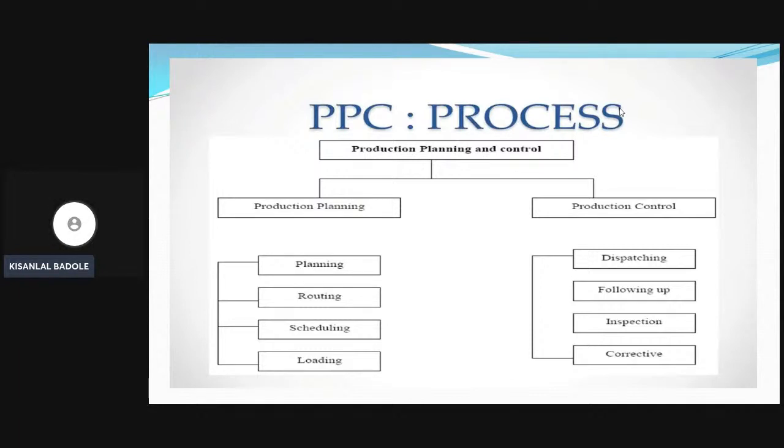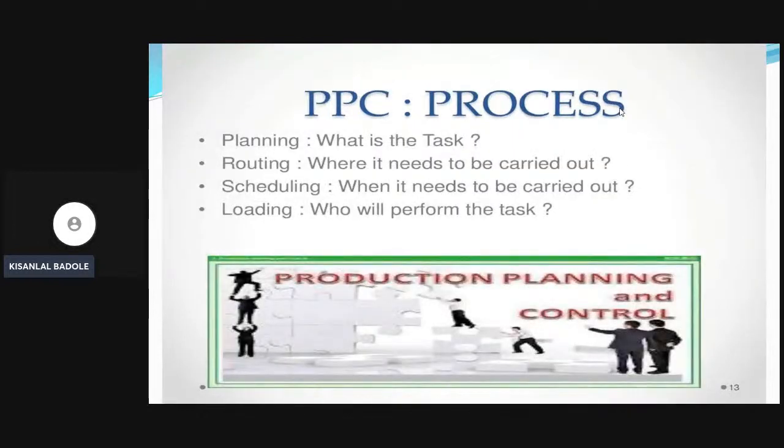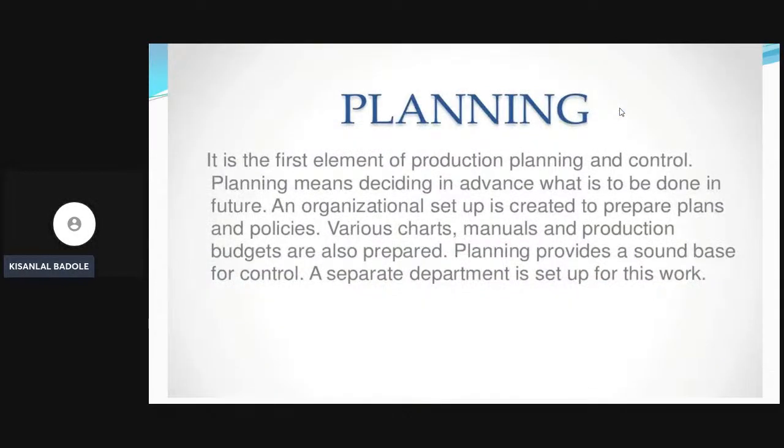This is just the PPC process. As far as the PPC process is concerned, first is planning. Without planning we cannot do anything, therefore you must plan. Which type of product do we require? After that come routing, where it needs to be carried out, scheduling, when it needs to be carried out, and loading, how the task will be performed. This is the process we require. Planning is the first element of production planning and control. Planning means deciding in advance what is to be done in the future, whether in production or when we are running any machine, therefore we require the particular planning.